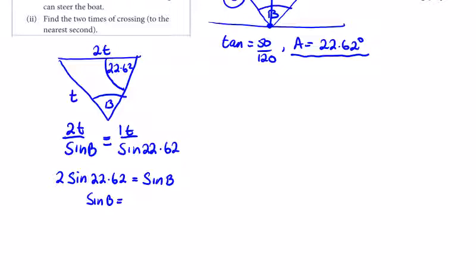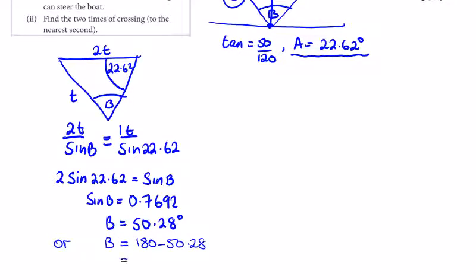So that's going to give me the sine of B to be 0.7692, which would give me an angle B of 50.28 degrees. For the second angle, B is going to be 180 minus 50.28, which is 129.72 degrees.